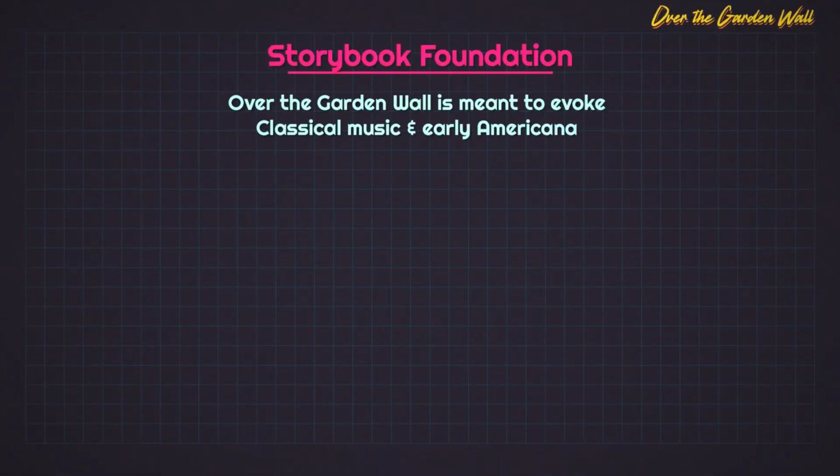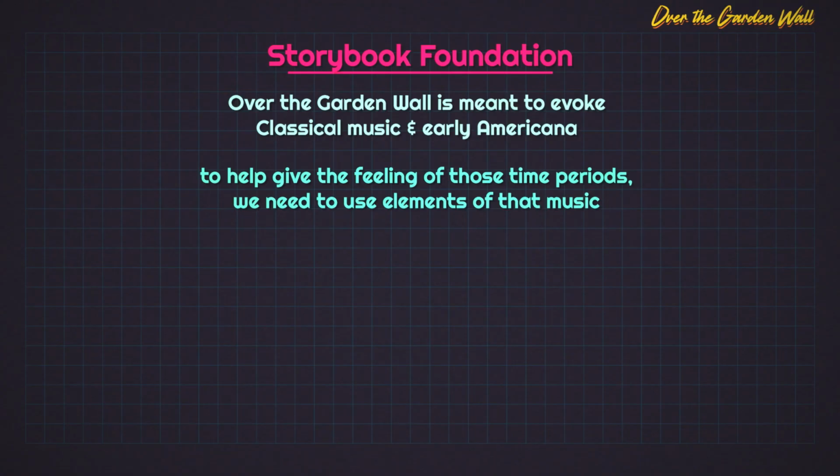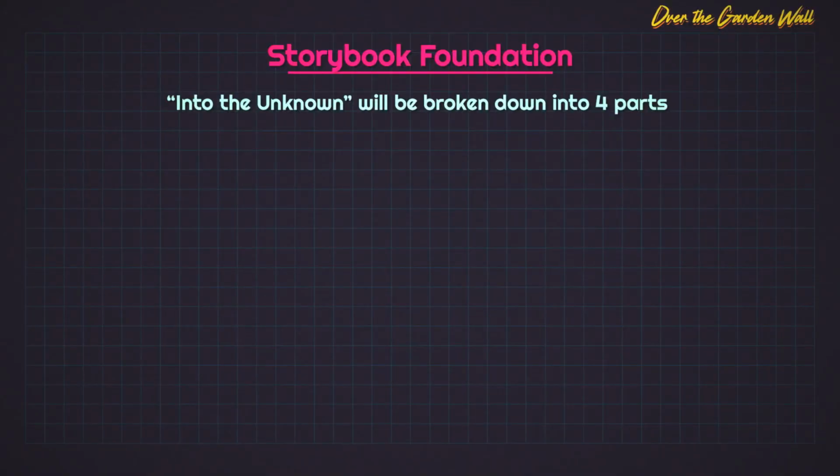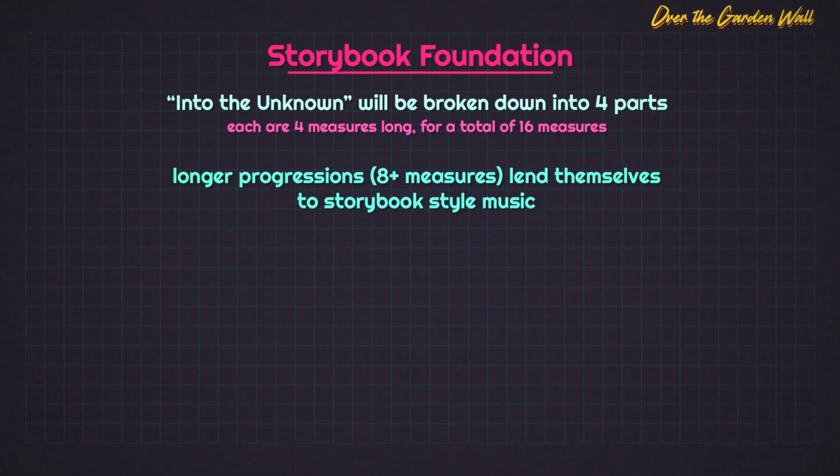Over the Garden Wall is meant to evoke classical music and early Americana music. To help give the feeling of those time periods, we need to use elements of that music. We'll be using the main theme Into the Unknown as inspiration, and specifically the first section. I broke down Into the Unknown into 4 sections, each 4 measures long, for a total of 16 measures. Longer progressions, meaning ones that are over 8 measures, lend themselves to storybook style music because it gives the impression that the music is going on a journey.